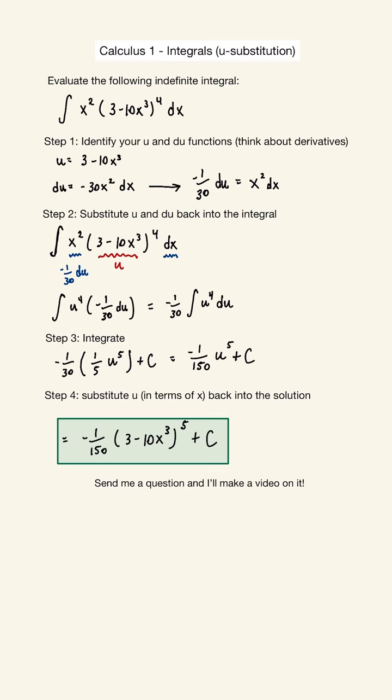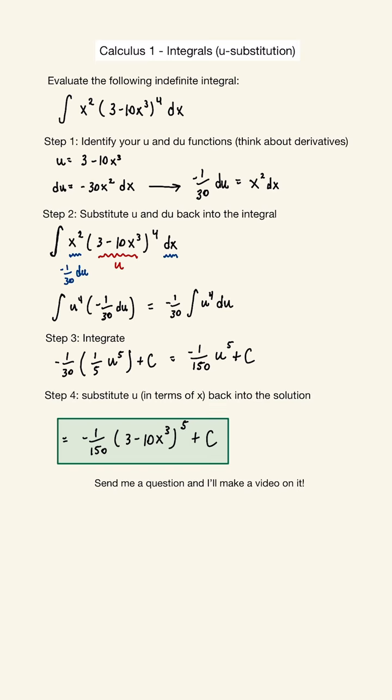So we can let u equal 3 minus 10x cubed, and when we take du, we're going to get negative 30x squared dx. And so we can go ahead and simplify that a little bit more so that way it's very clear. And we'll get negative 1 over 30 du is going to be equal to x squared dx.